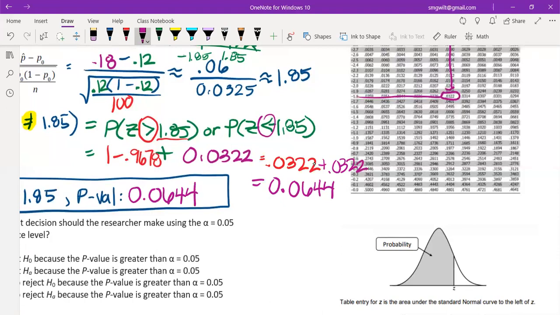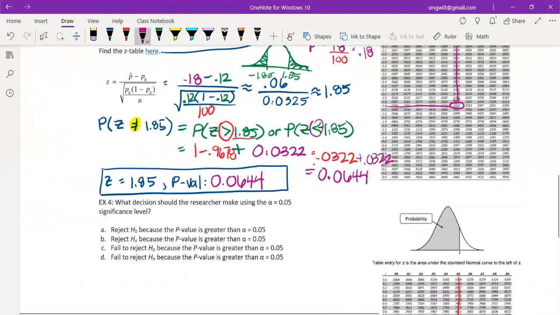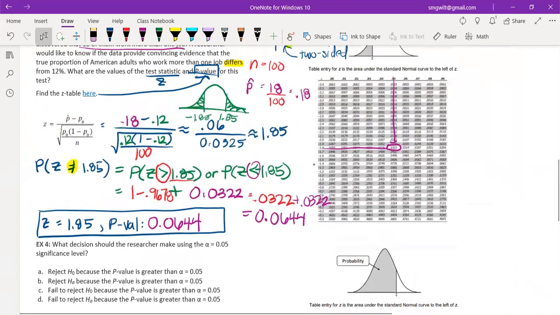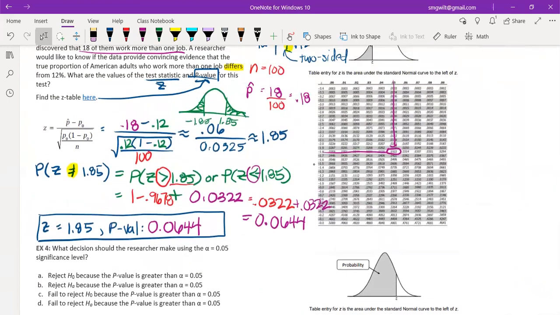So remember that the only reason that I had to calculate both of those probabilities is because I used not equal in my alternative hypothesis. So because it said differs. If it said less than or greater than, I would have only found one of those values and that would have been the answer. So it would have been 0.0322 if it had said less than or greater than.